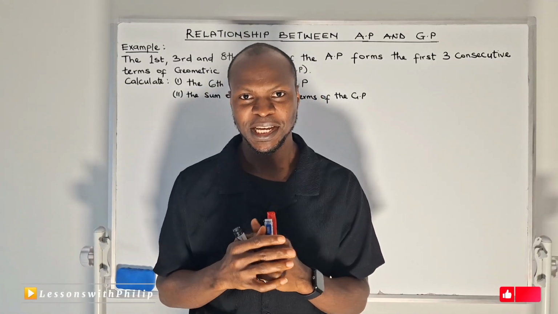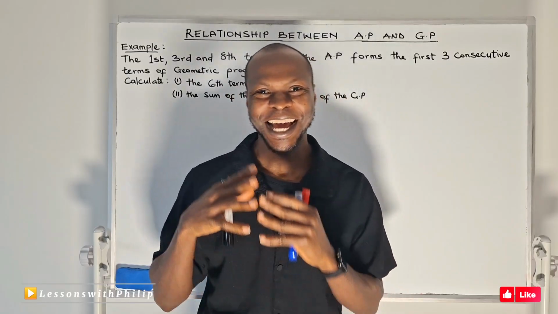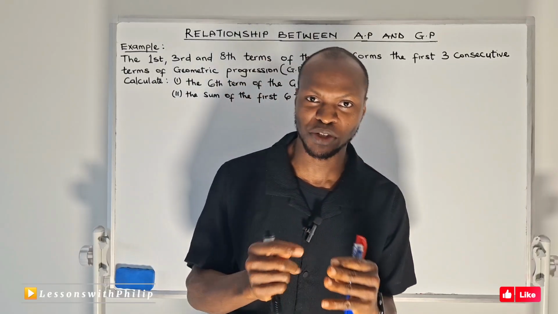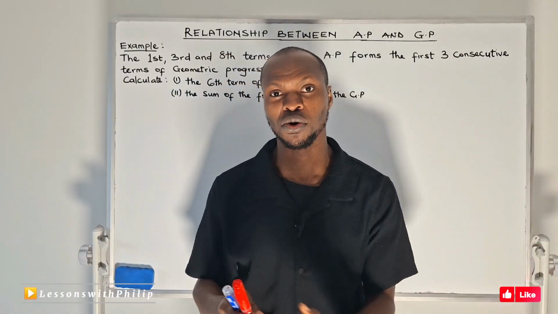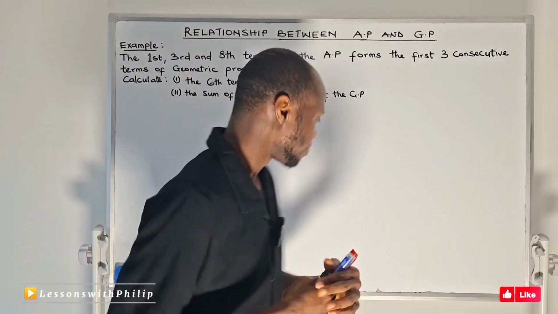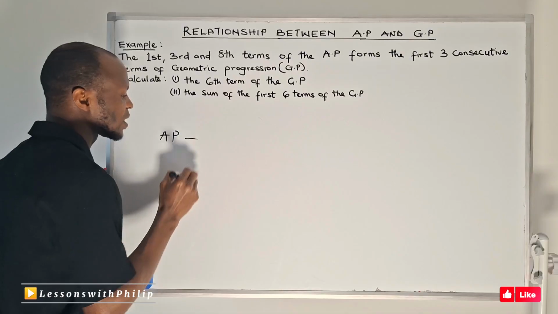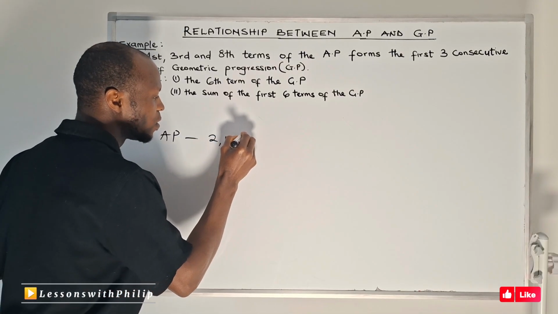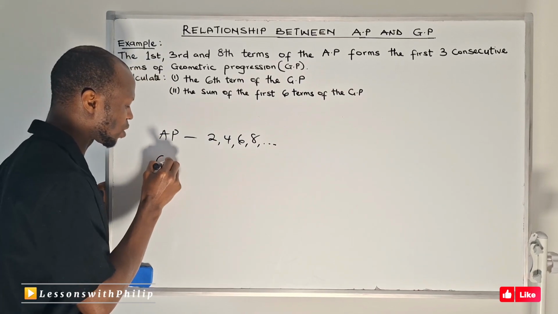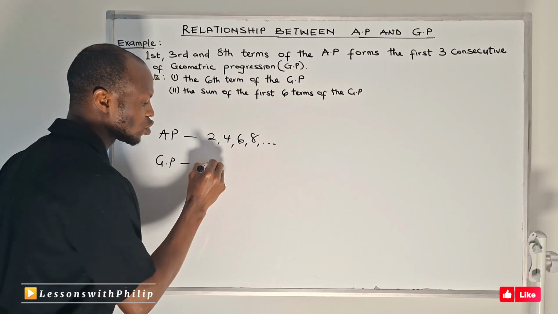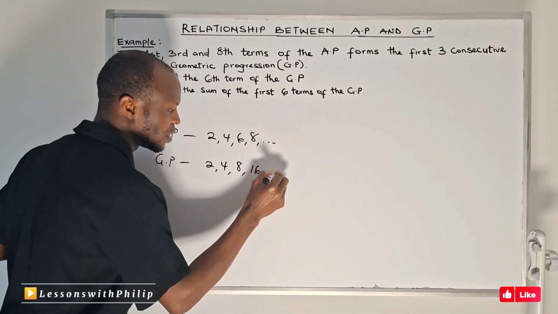Hello everyone, and today we're going to be looking at the relationship between arithmetic progression and geometric progression. Now, it is very possible that the terms we have in an arithmetic progression also occur in a geometric progression. For example, if I have an arithmetic progression, AP, with a sequence of 2, 4, 6, 8, and so on, and I have a geometric progression with the sequence 2, 4, 8, 16, and so on.